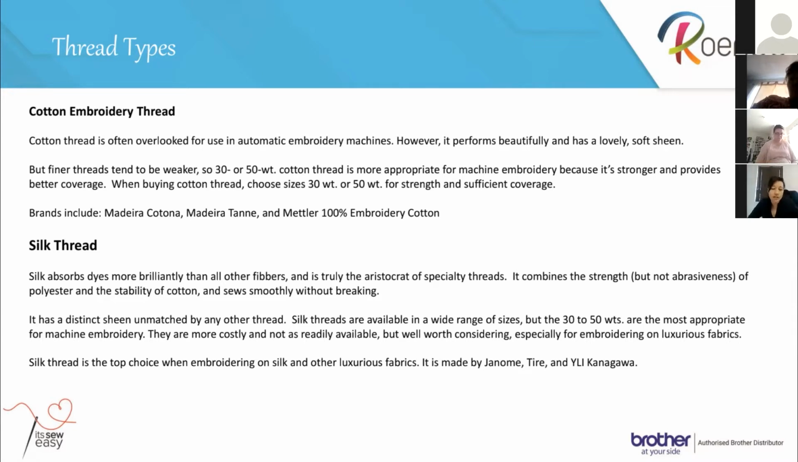It also has a sheen that is literally unmatched by any thread. This is one of your shiniest threads. If you look at silk, it reflects light beautifully. It also comes in a wide range of sizes from 30 to 50 weights, and it is mostly appropriate for our embroidery machines. It will run smoothly without breaking, but it is more costly and not as readily available everywhere in the world. It is also considered one of the more luxurious brands, and it shows most beautifully on luxurious fabrics.